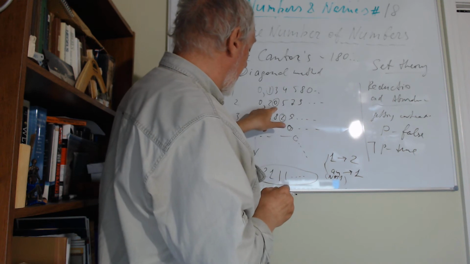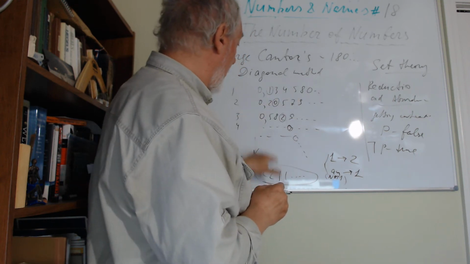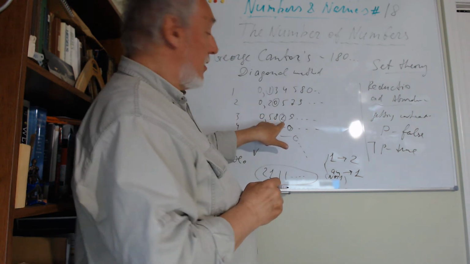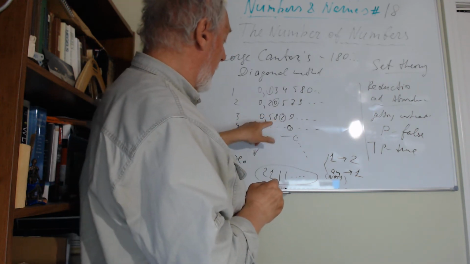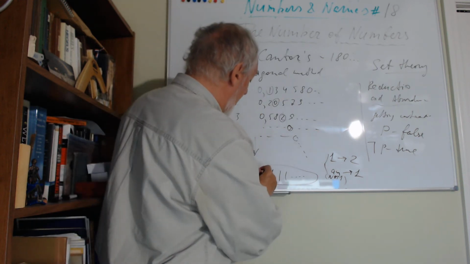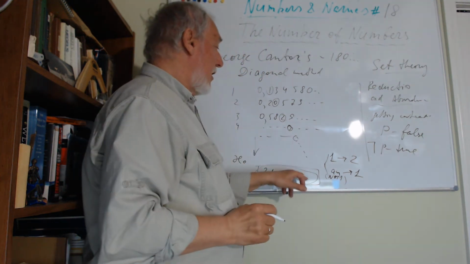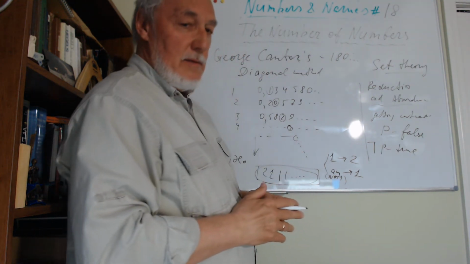For this, the second digit is changed. It does not coincide with this number. For the third, the digit here is changed, so it does not coincide with the third. And then you can go through all of these numbers, right? And this written number, the diagonal number, is not identical to any number in this list.